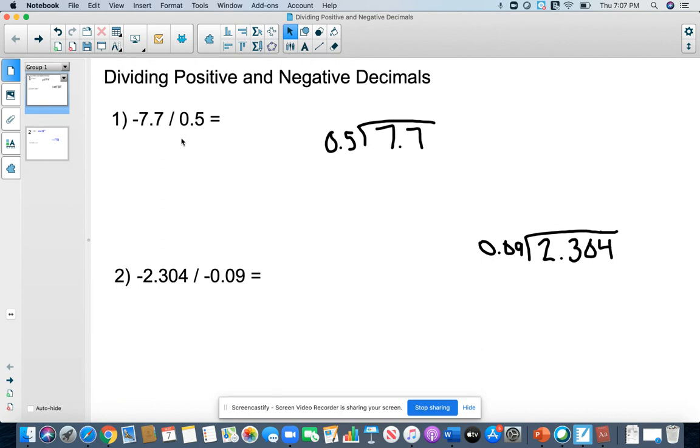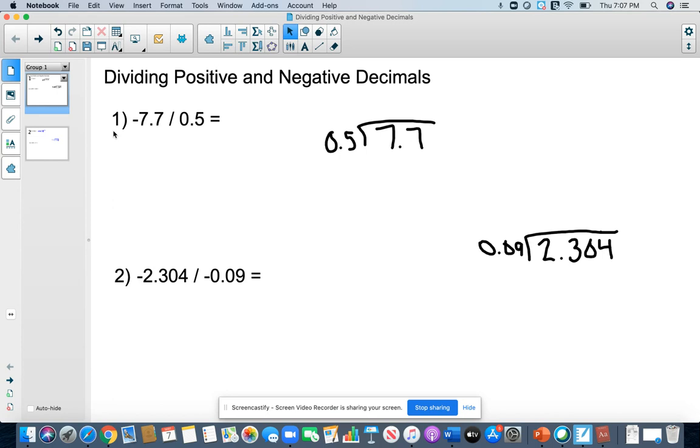So it follows the same rules as dividing or multiplying integers. If you take a negative divided by a positive, your answer is always negative. If you take a positive divided by a negative, your answer is always negative. Or if you take a negative divided by a negative, your answer is always positive. So signs the same, answer positive; signs different, answer negative. Same rules for multiplication and division.